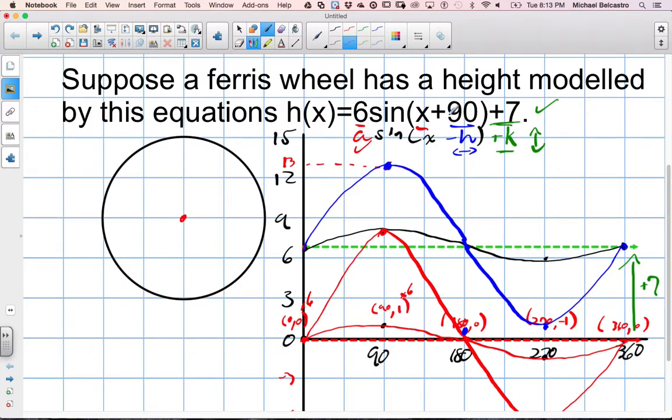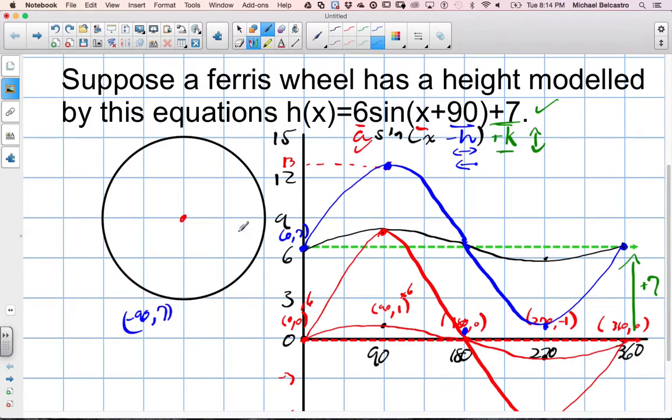So this says positive 90. But positive 90 is actually moving something in the negative direction. So we're going to move it to the left 90 degrees. We take each of these values, each of their x values, and we shift them to the left 90 degrees. So this one that's at 0, it's at 0, 7. That's the coordinate technically, 0, 7. It should now be at, and I know our wheel kind of got in the way, negative 90 and 7, okay?